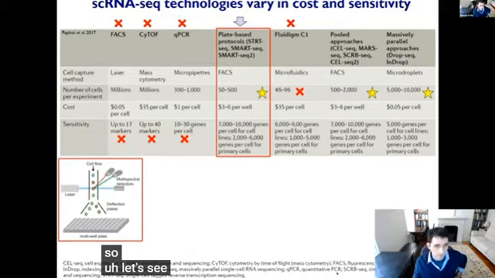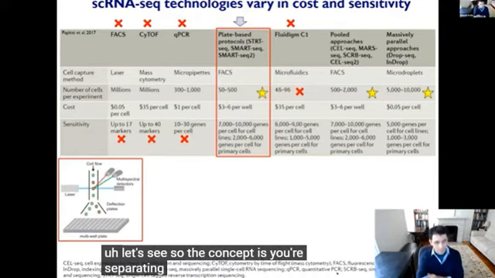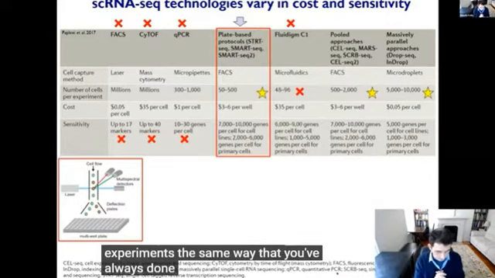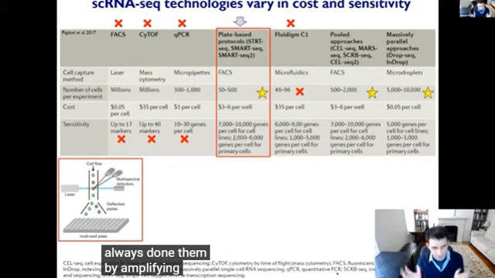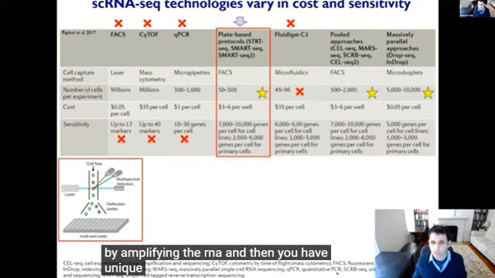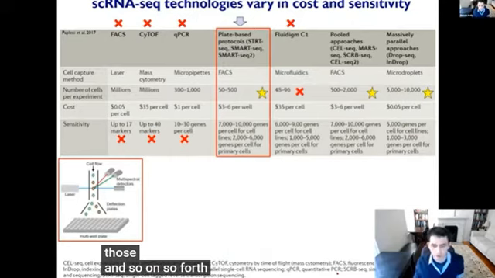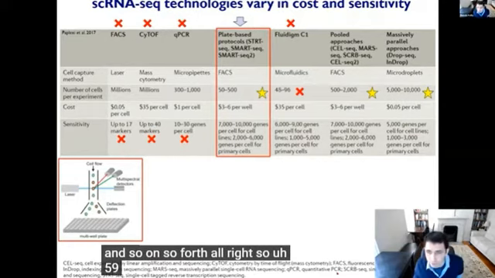So the concept is you're separating every single cell into a separate well, and then you can do well-based experiments the same way that you've always done them, by amplifying the RNA, and then you have unique IDs and addresses for each of those, and so on and so forth. All right, so 59, 36, 500.